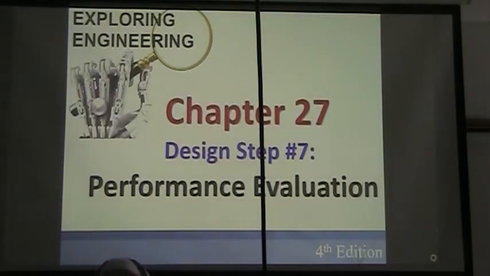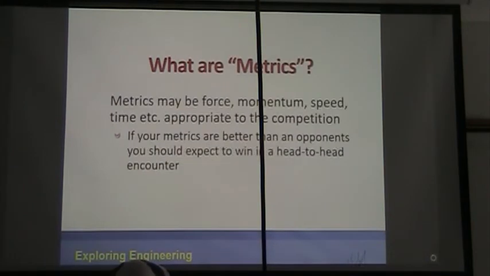All right, so let's plunge boldly into chapter 27, which is performance evaluation. All right, so what are metrics? Metrics are anything we can measure. So it might be force, momentum, speed, time that is appropriate to what your design is expected to do. Okay? But remember, measure the right things. Bad metrics lead to bad decisions.